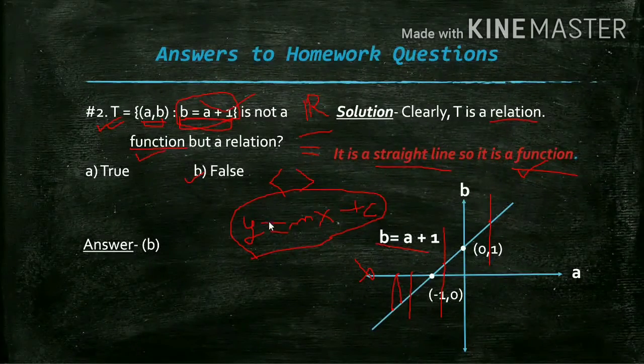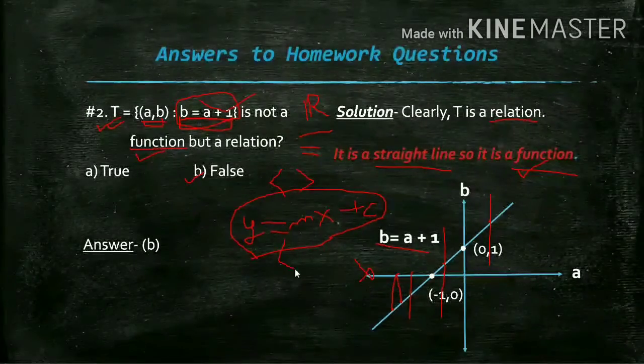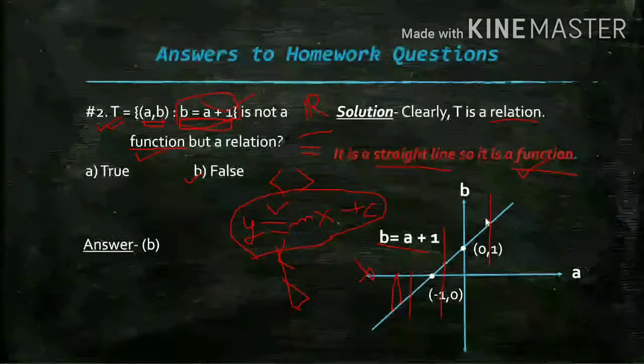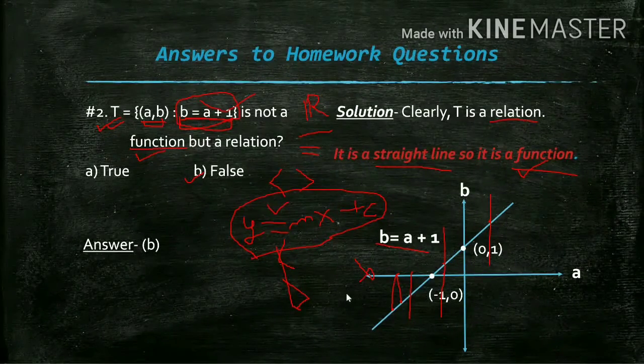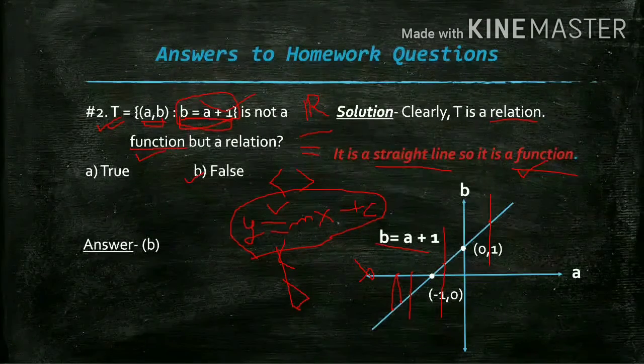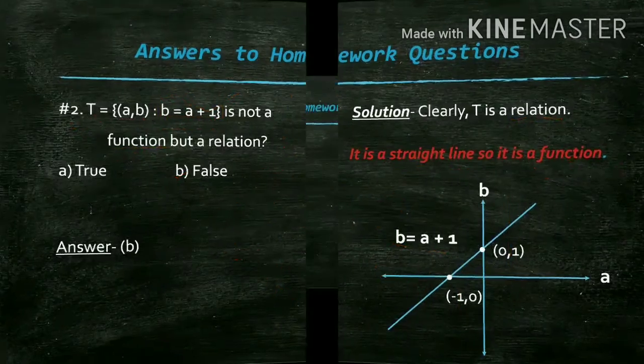Now I am saying this for the equality only. I am not saying that if it is less than or greater than, then the result is true. No. I am just saying for the equality when it is a line. So I hope you are clear with this second question as well. Let's now move to the next one.